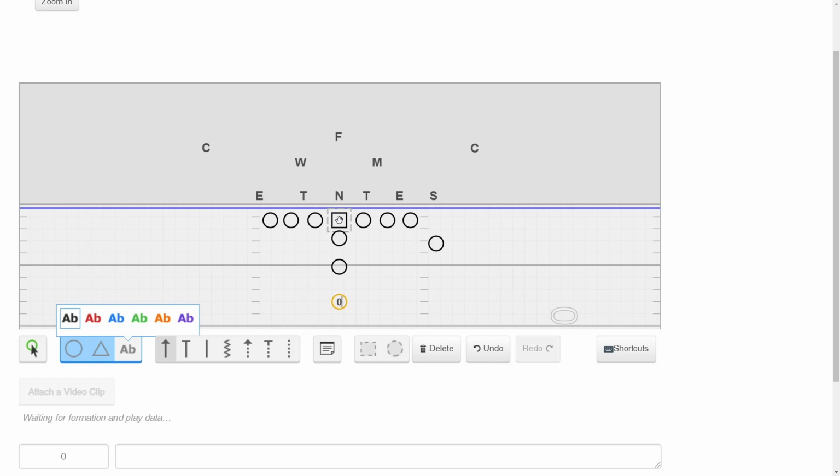Okay, because we're in a situation where we're going to run QB sneak. They're going to put bodies in the A gaps. They're going to put a big nose tackle in. You know, we're going to be in. They're going to be ready for it. Do you trust that? That we're going to get yards.